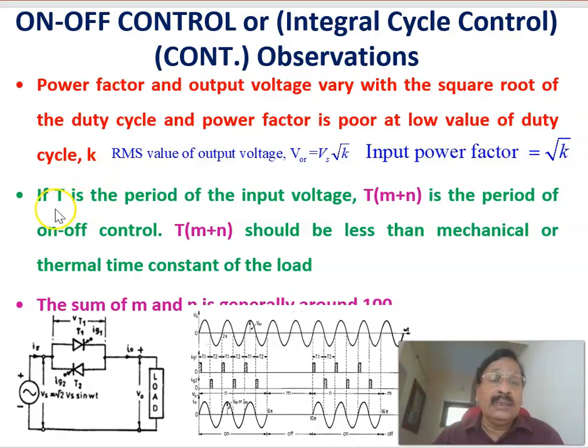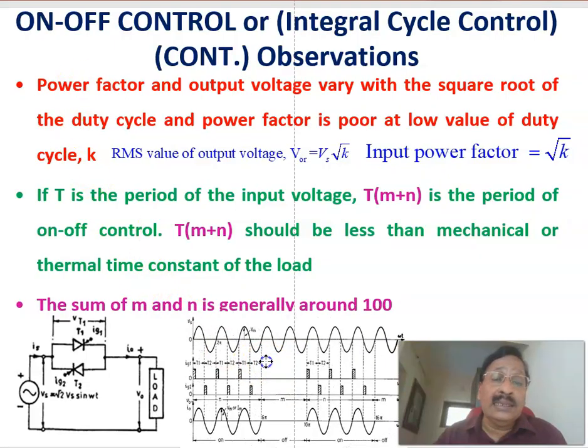Another point is that if T is the period of the input voltage, and there are N cycles on and M cycles off, then N plus M into T is the period of the on-off control, and this N plus M into T should be less than the mechanical or thermal time constant of the load. That is a condition to be satisfied.